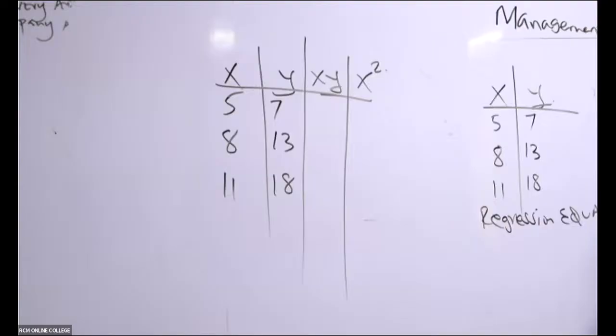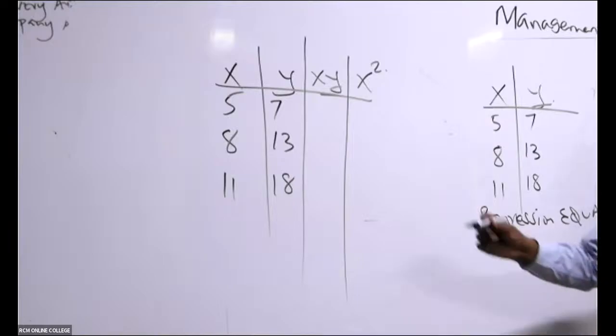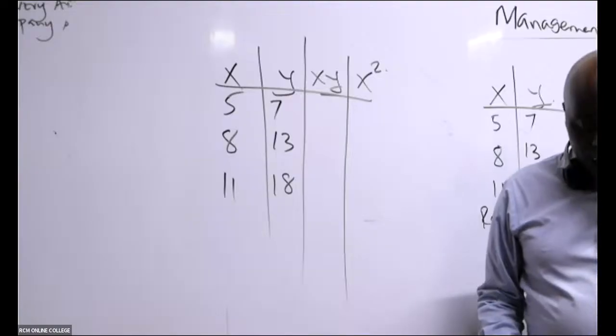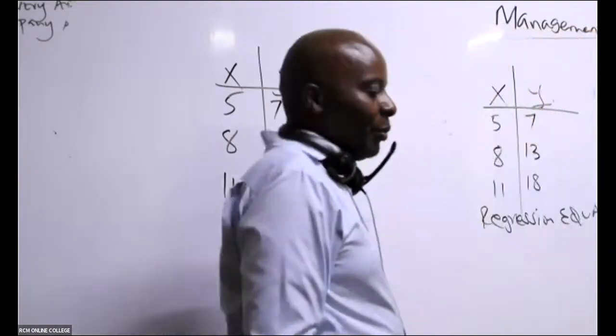Abracadabra, life is good. So you create columns. Life is very good. So XY means we multiply, isn't it? XY means we are multiplying.